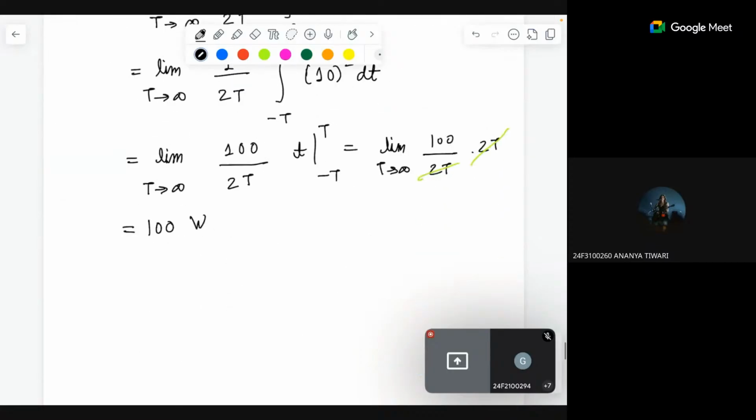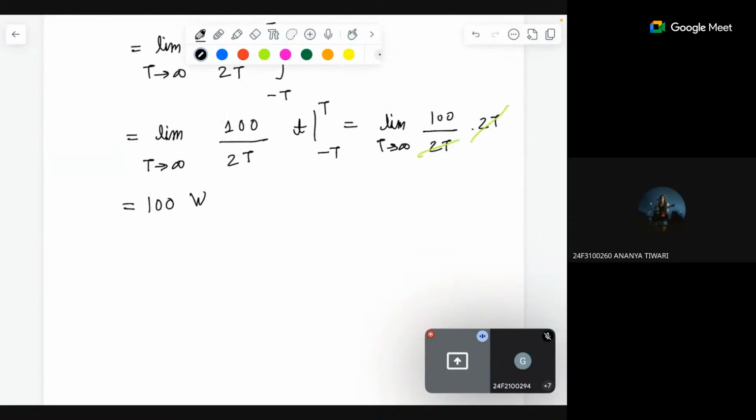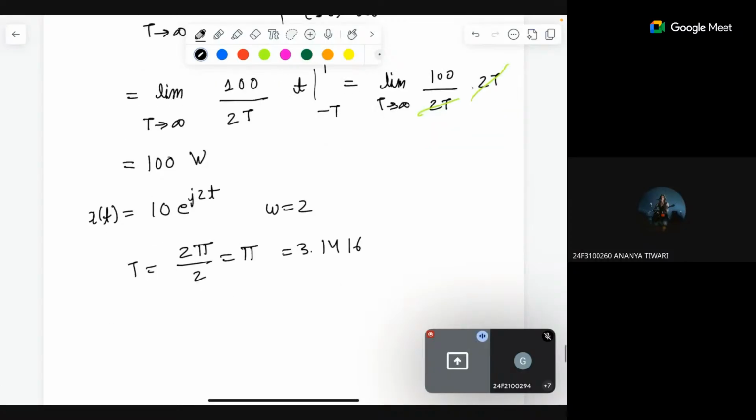Okay, now let us calculate the time period. 10 e raised to the power of j2t. Omega is 2, and 2 pi divided by 2 will give me pi. So the time period is pi. Is this fine? I will multiply power and time: 100 into 3.1416, so 314.16. This is the final answer. Is this fine?